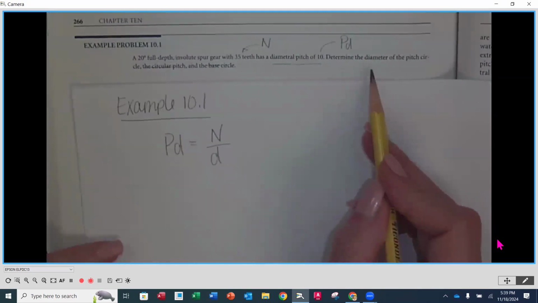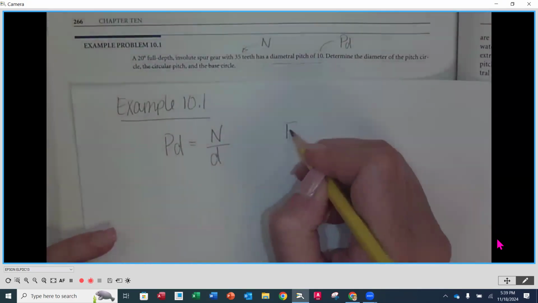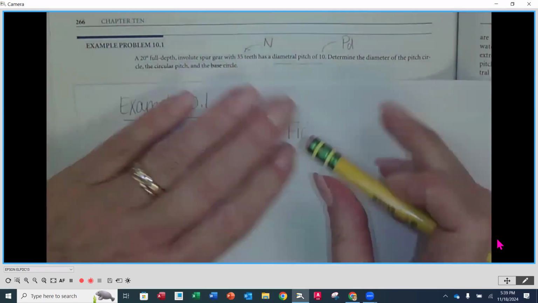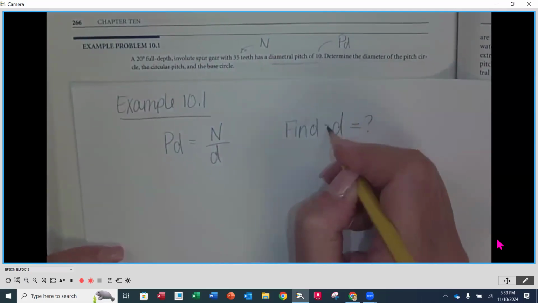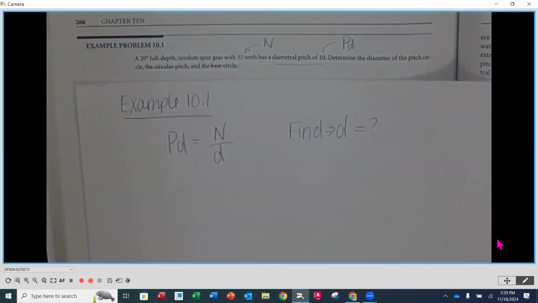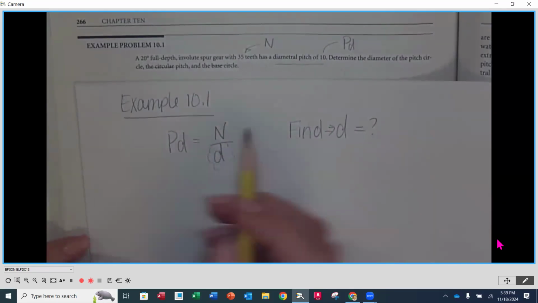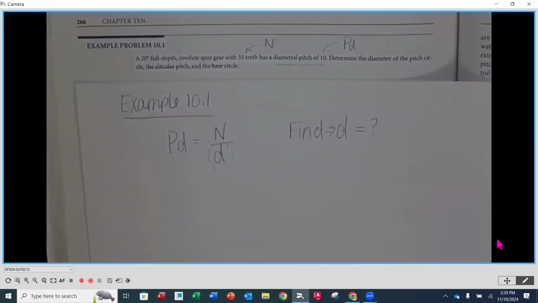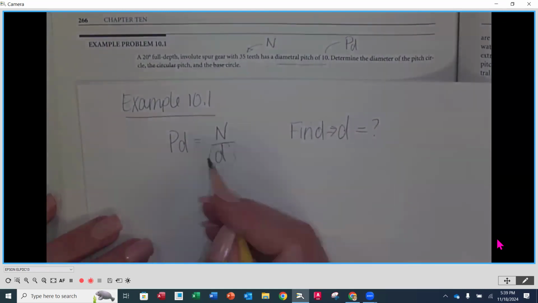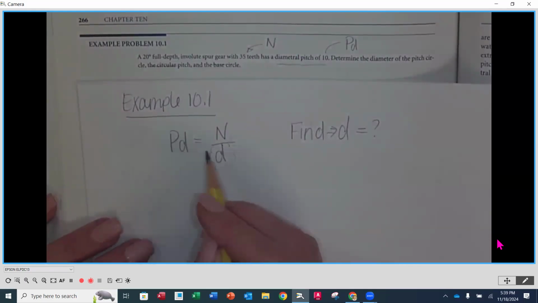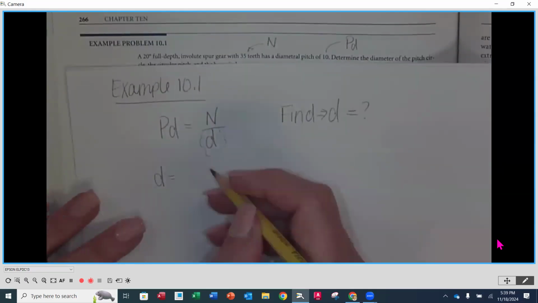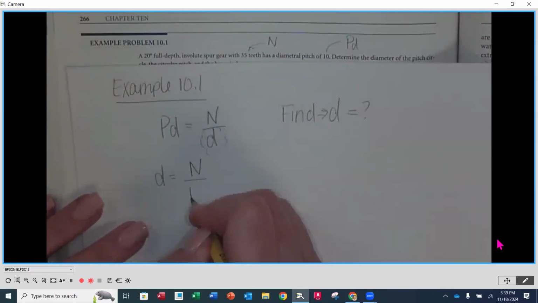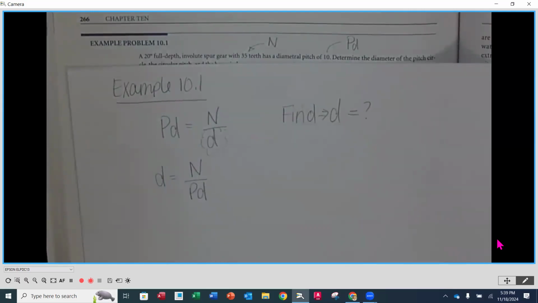Now, in this case, we need to find our diametral or our pitch diameter. Okay, so that means this is going to be our unknown variable. We need to find that. And we're given the diametral pitch and the number of teeth. So we're going to rearrange this to solve for our D. That means we're going to multiply this up, and then to get rid of the diametral pitch, we're going to divide that on both sides. So it's going to be D is equal to N divided by diametral pitch, right?